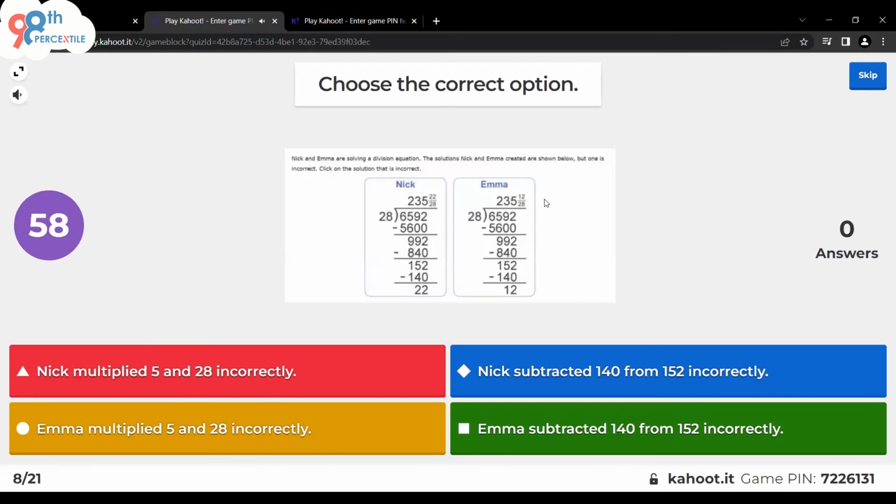Upon this, we'll move over to the 8th question. So Nick and Emma are solving a division equation. The solutions Nick and Emma created are shown below, but one is incorrect. Click on the solution that is incorrect.